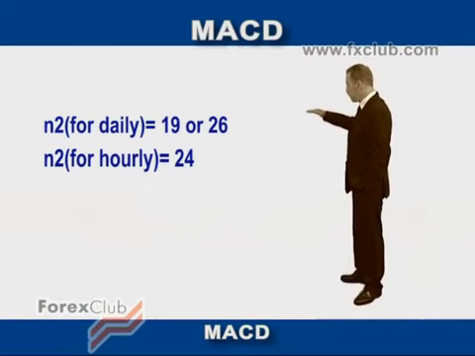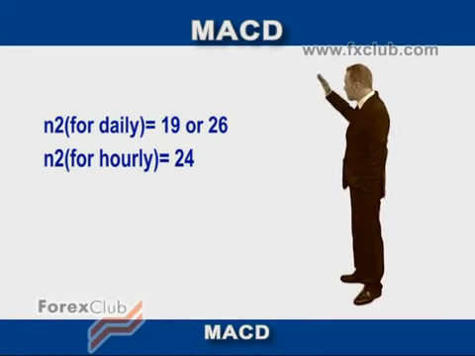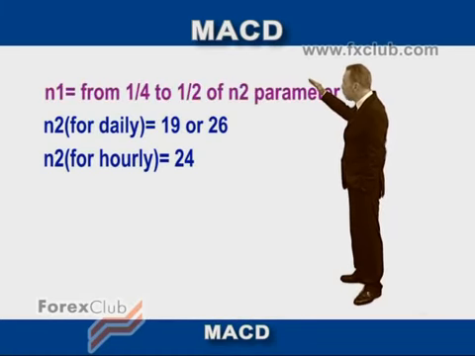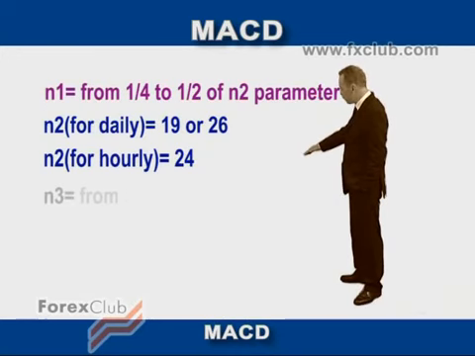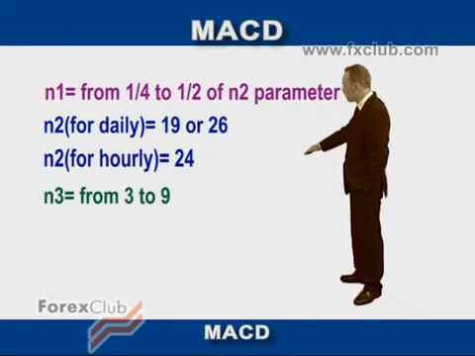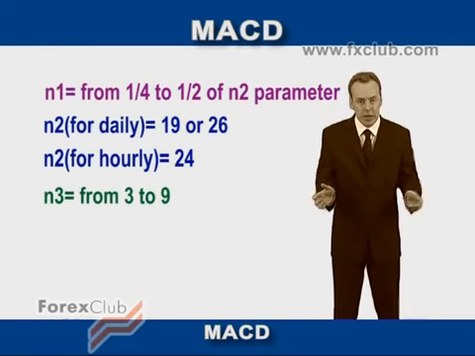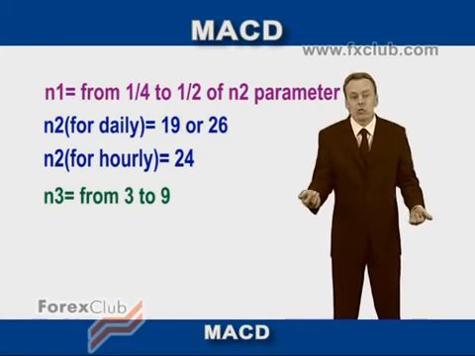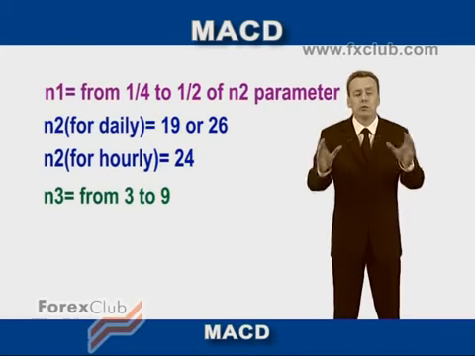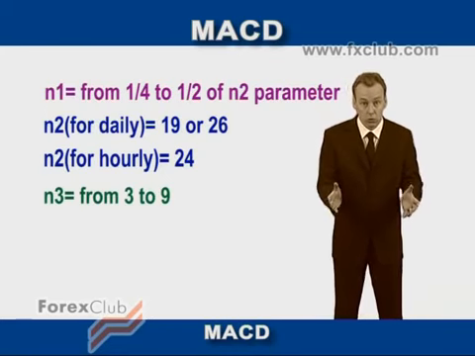For daily charts, N2 is around a month, 19 or 26. For hourly charts it's 24. Parameter N1 is between a quarter and a half of N2. The parameter N3, the signal line, is selected from a range from 3 to 9. It seems we've said everything about MACD, how it's plotted and how to select the time parameters, but we've said nothing about what it's for.